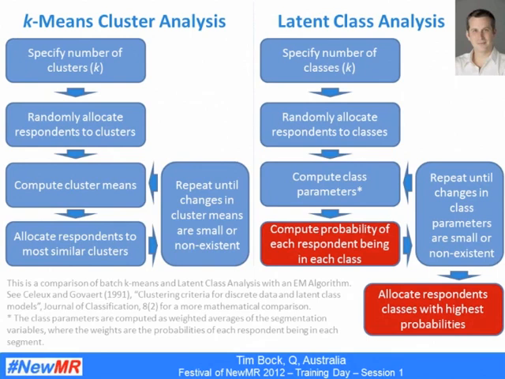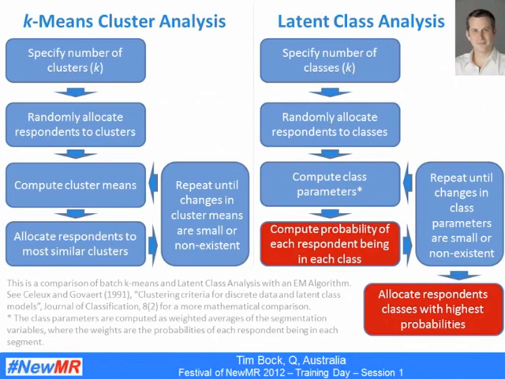And then we come to the first different step, which is that whereas in cluster analysis we allocated people to the most similar cluster, in latent class analysis we instead compute the probability that each respondent is in each class. So we might, for example, identify that a respondent has a 95% chance of being in one cluster and a 5% chance of being in another cluster. Then, as with k-means, we go back to the previous step and update the class parameters or the class means.